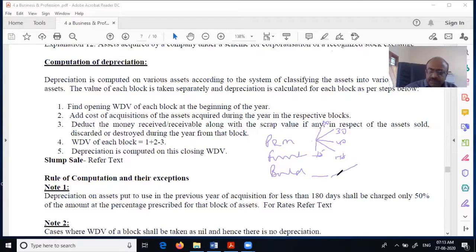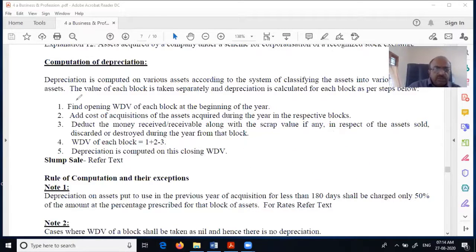Building again, similarly, 3 buckets are there. If it is there, 5, 10, 40, like that, 3 buckets you have to do. Even though it is plant and machinery, you cannot keep it together like we do in accounts. That is one of the things that you need to make clear.